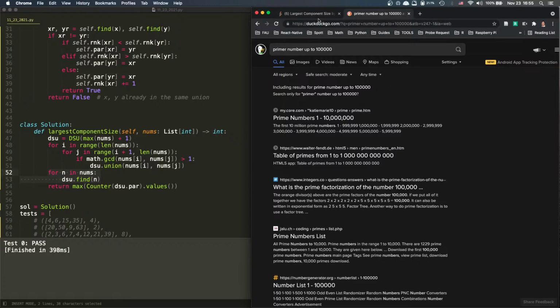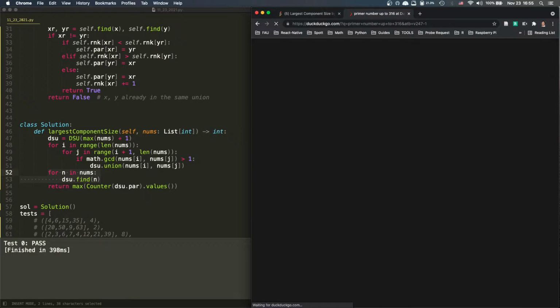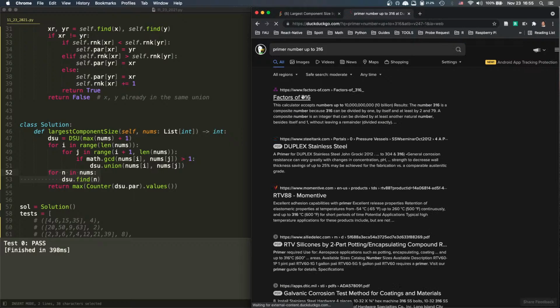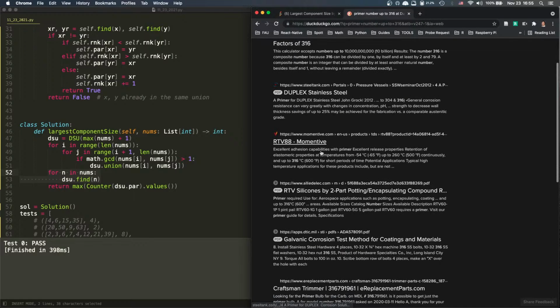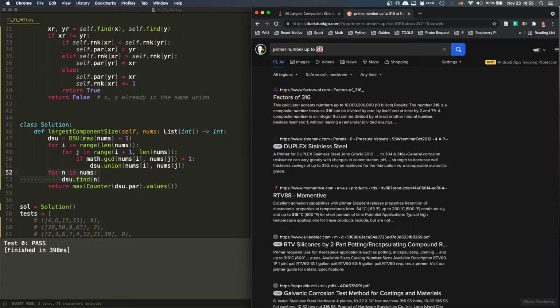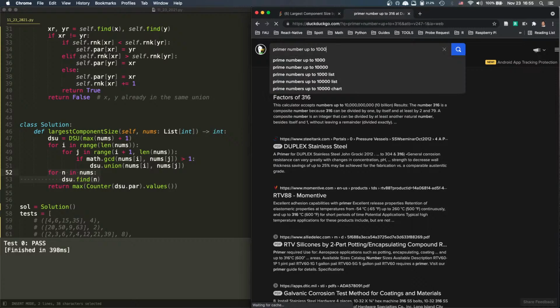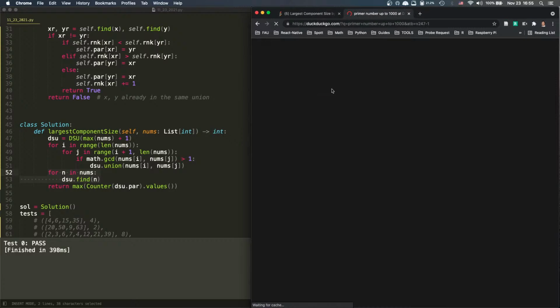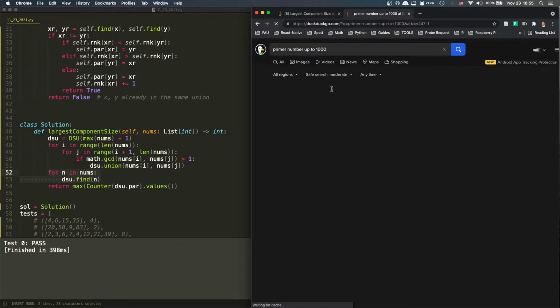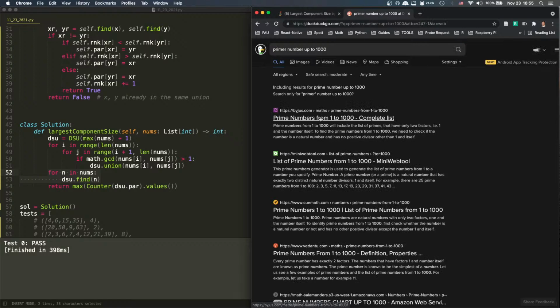Well, it's not 10,000, it's 100,000. Square root of 100,000, that's 316. That's 316. Come on, that will be good. Right? That's only 316. Not factor. Can we go prime numbers up to, let's say, 1,000? Gotta be something like that.